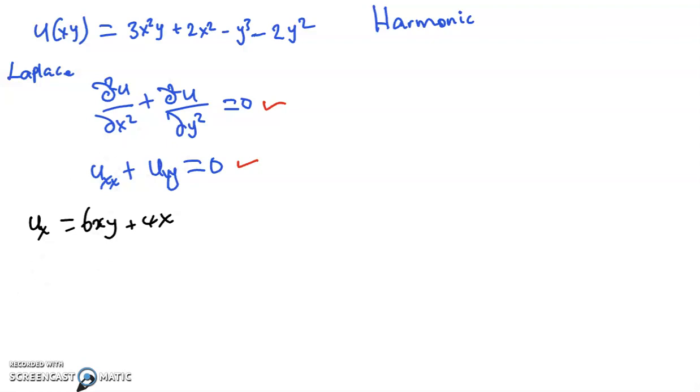Now we want to do it again because this is the second derivative. So we differentiate this a second time with respect to x. If we differentiate 6xy with respect to x, the x becomes 1, and 1 times 6 is simply 6, so we are left with 6y. And if you differentiate 4x, you will get 4. So this is what you have now.